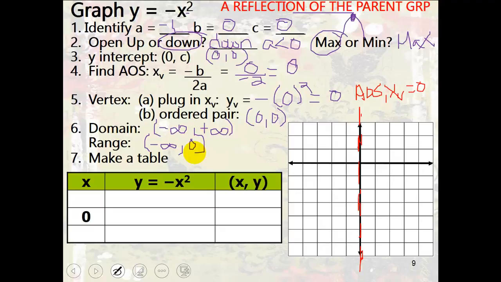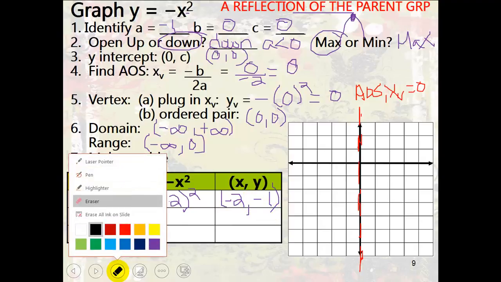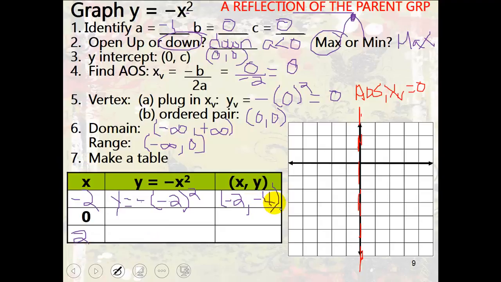Now I'm going to make a table of values. This time, let's plug in 2 and negative 2. So if I plug in negative 2, negative 2 squared is positive 4, and then I take the opposite of it. So I get negative 2, negative 4. Zero was my vertex, so there's no sense in recalculating everything there.